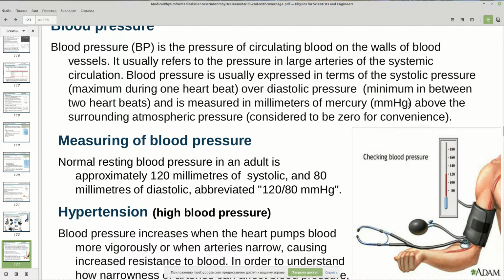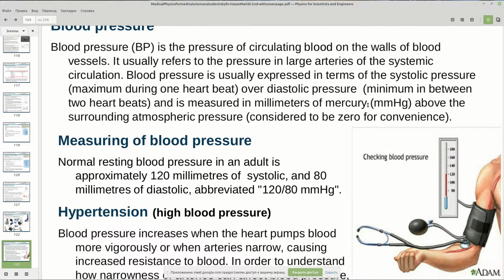Millimeters of mercury are real millimeters of a column of mercury, like it was in ancient times. Now we don't work that way, but we still have this unit and these values. The surrounding atmospheric pressure, always measured in millimeters of mercury, is considered to be zero for convenience.